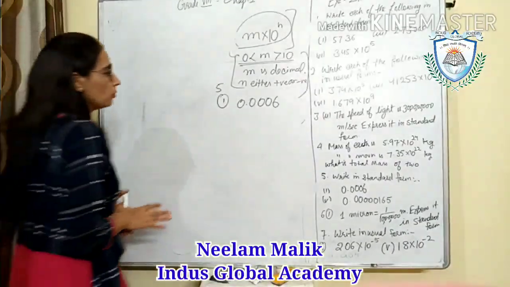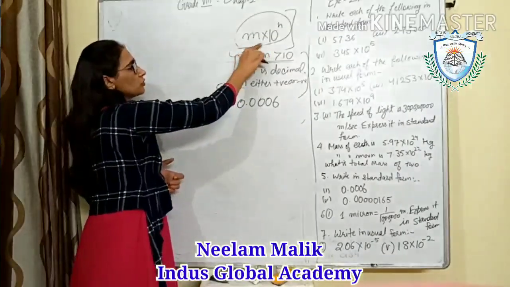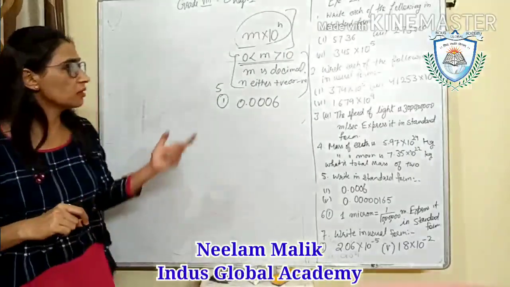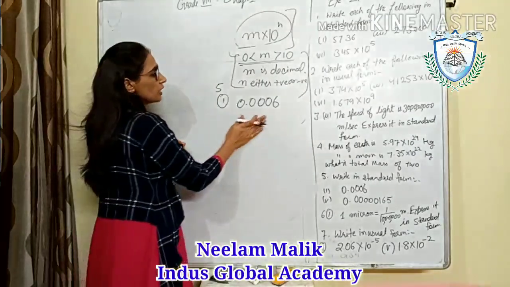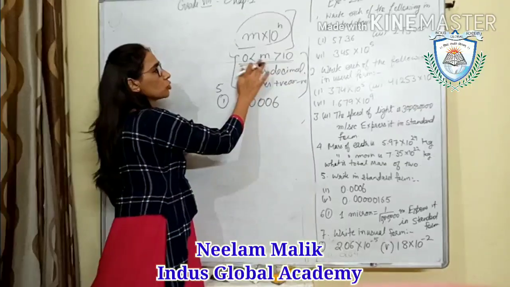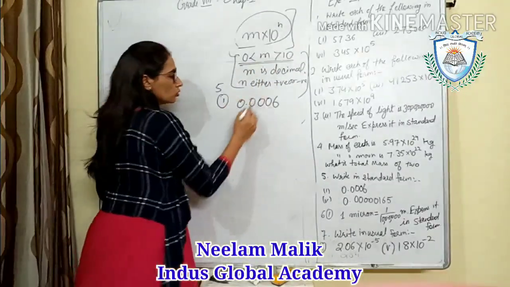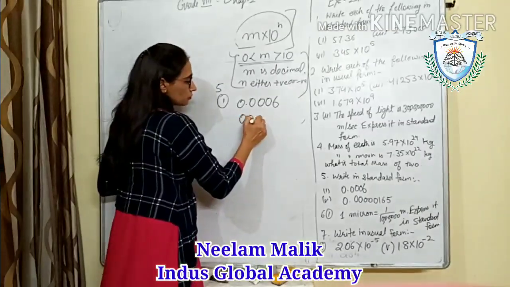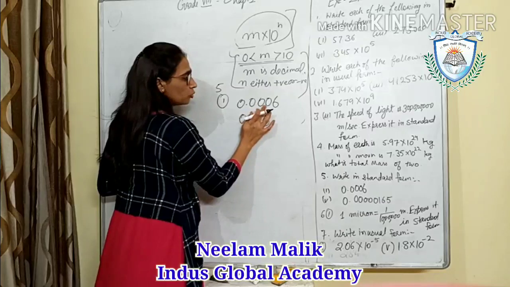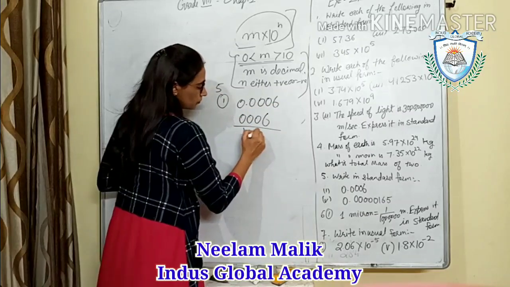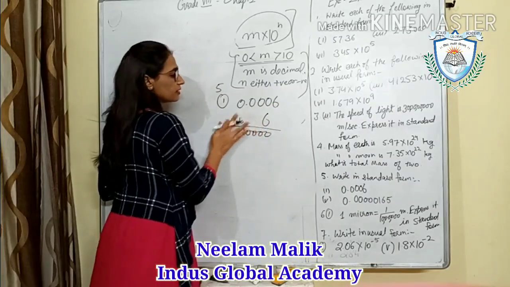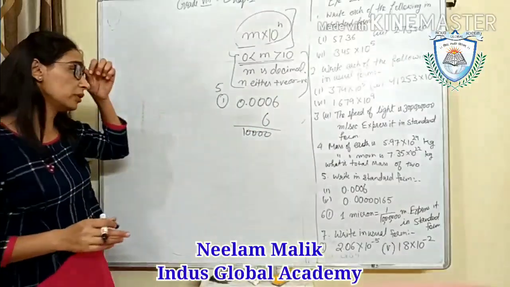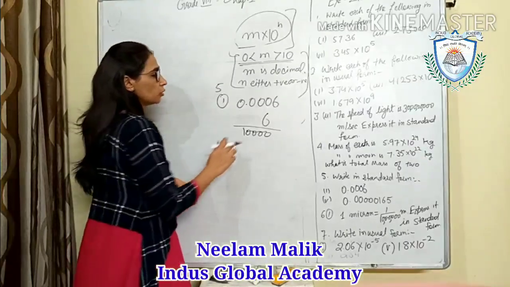For the standard form, we need our number in this form, means m should be there, and also 10 raised to power n. N can be positive or negative. So first I will try to make this m between 0 and 10. First I will remove the decimal point. 1, 2, 3, 4 places. If zeros are in front, we can remove that. So 6 upon 10,000.